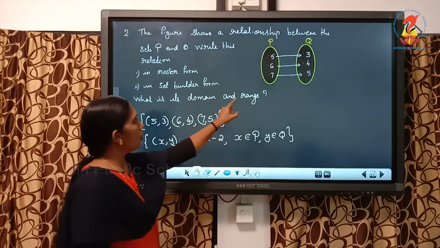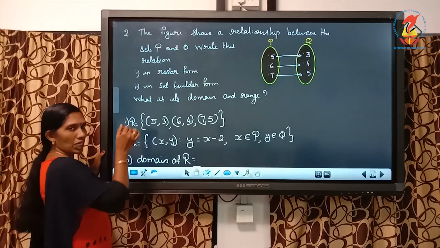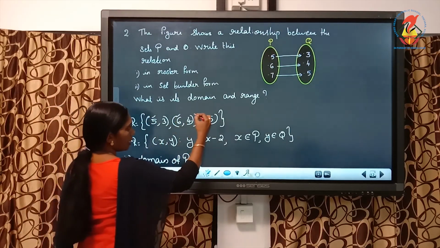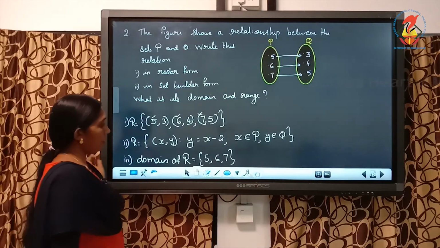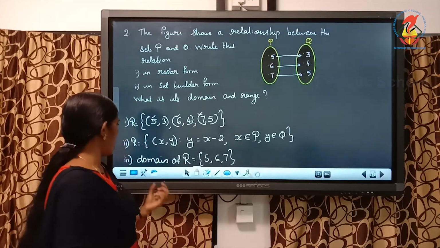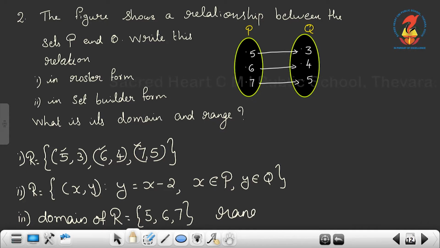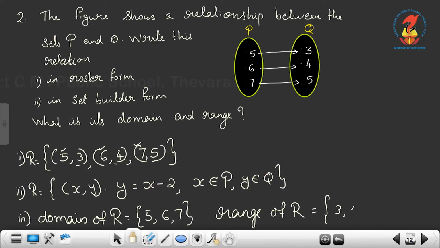Now what do we have to write? Domain and range. What is the domain of R? Domain means set of first elements. So 5, 6, 7. It is a set, so without the set symbol, that is wrong. Domain means it is a set, range is also a set. Domain of R, then range of R. Range means set of second elements. What are the second elements? 3, 4, 5. That is the range.